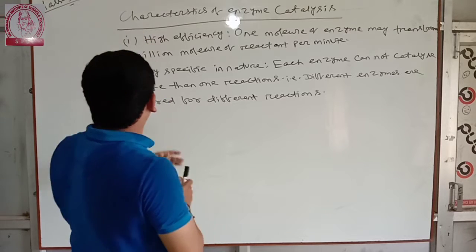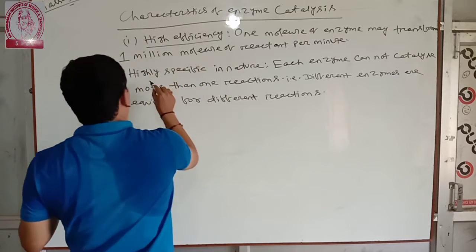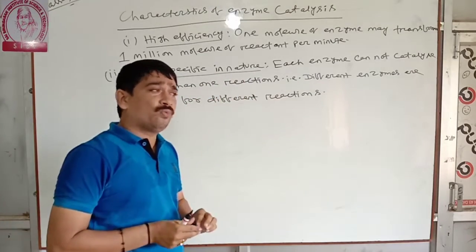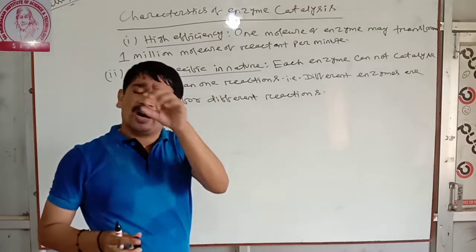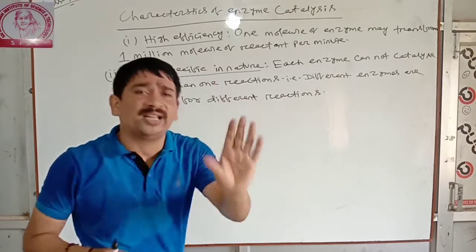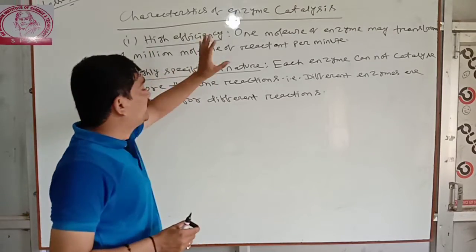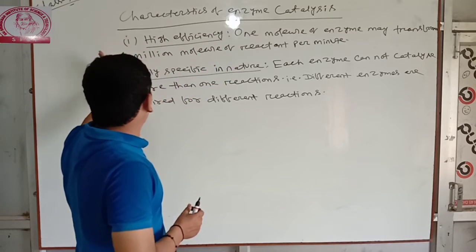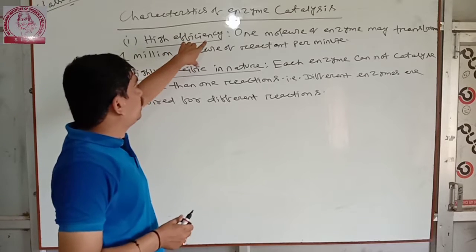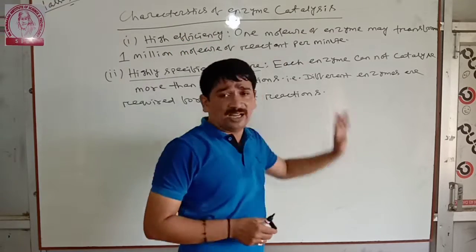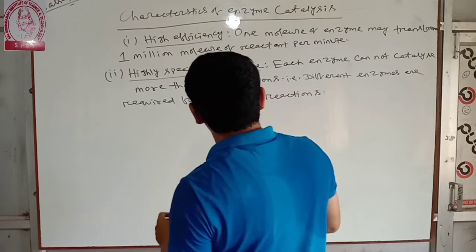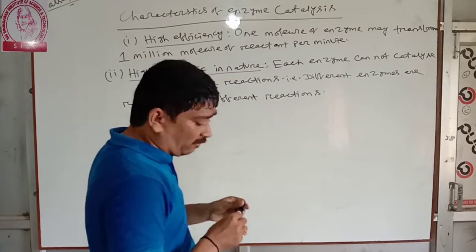So the characteristics of enzymes: first is high efficiency, second is highly specific in nature. Specific means different enzymes are required for different reactions. One enzyme cannot catalyze more than one reaction. Only one enzyme can catalyze one reaction. And high efficiency: one molecule of enzyme may transform 1 million molecules of reactant per minute.